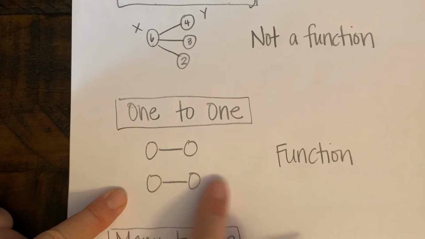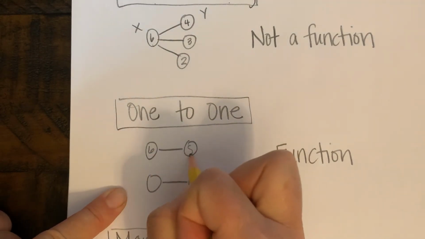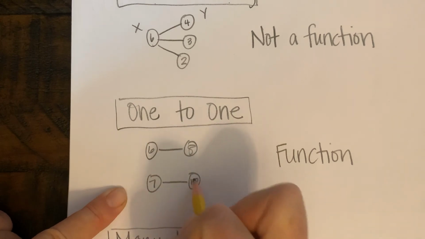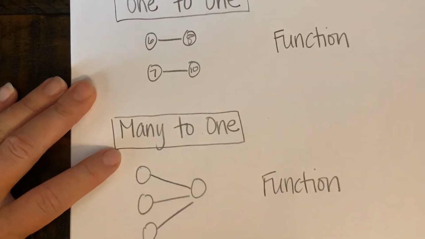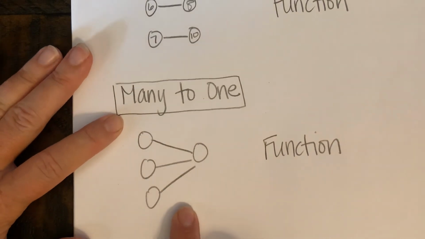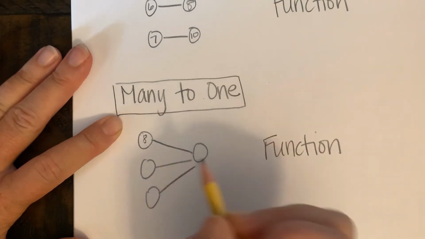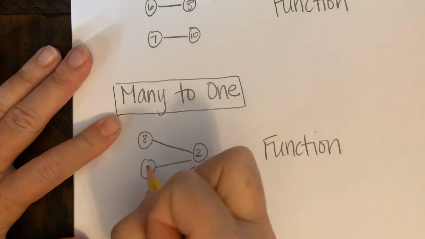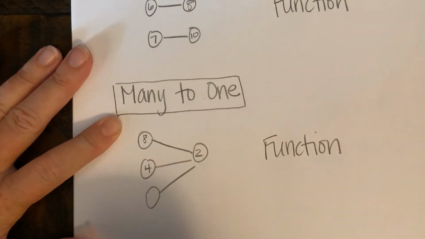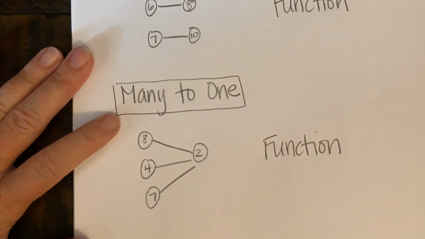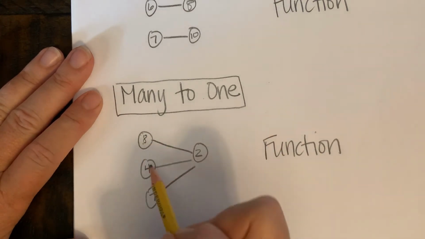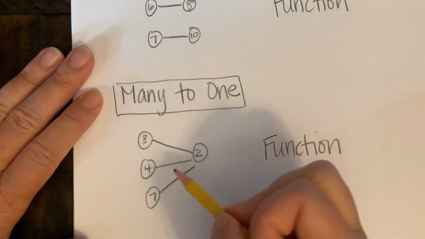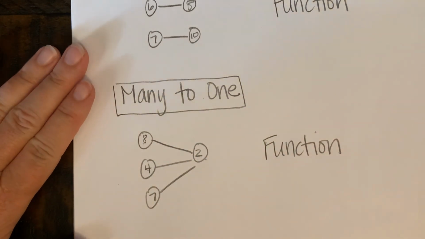If it's a 1-to-1 correspondence, then it is a function. So say 6 becomes 8 and 7 becomes 10. That's a function. And the many to 1, that is also a function. So say I have the number 8 becomes a 2, and then 4 becomes a 2, and 7 becomes a 2. That is still a function because the 8 only goes to one number, the 4 only goes to one number, and the 7 only goes to one number.